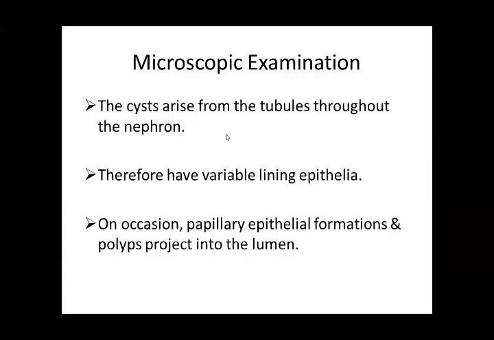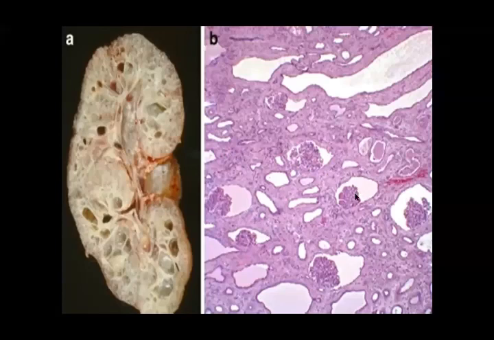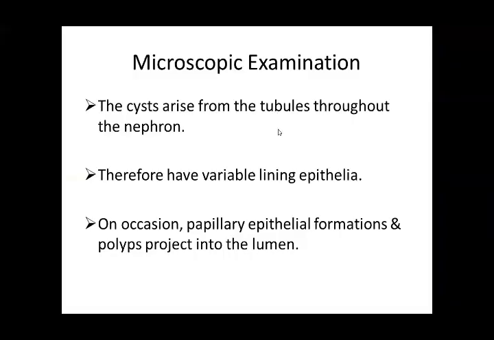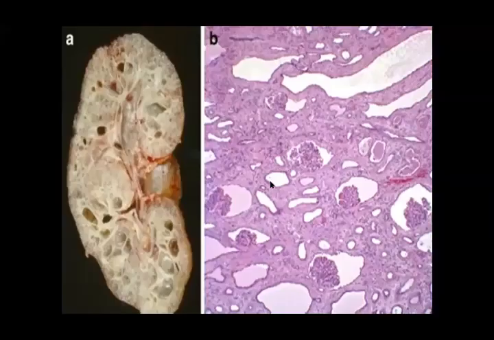Cysts arise from tubules throughout the nephron, therefore they have variable epithelial lining. Occasionally, papillary epithelial formations and projections into the lumen may occur. Right, so this kidney has got some normal structures left in there. So this is a renal cyst that has got variable lining epithelia, and occasional papilla formation may be there, right?